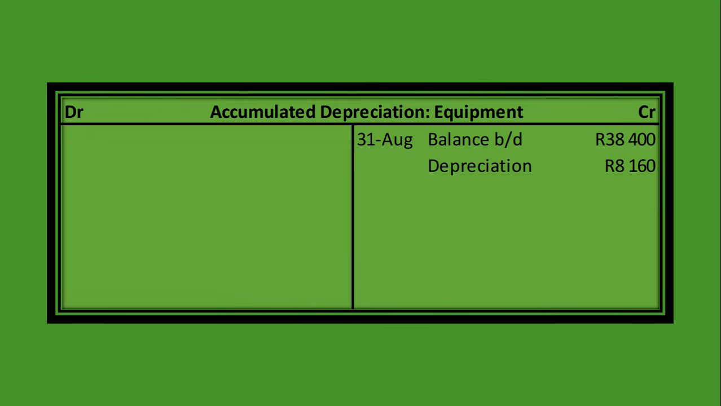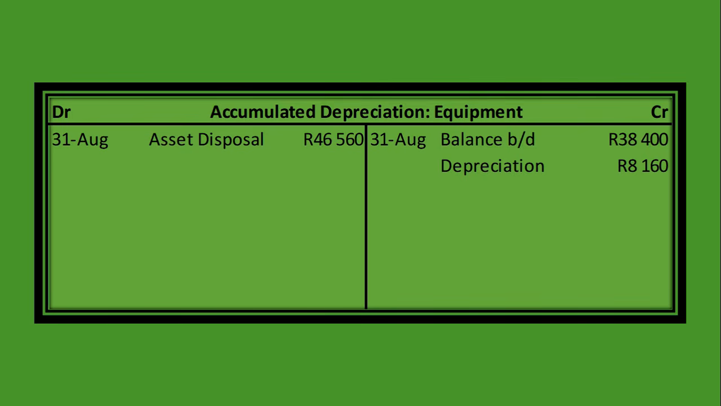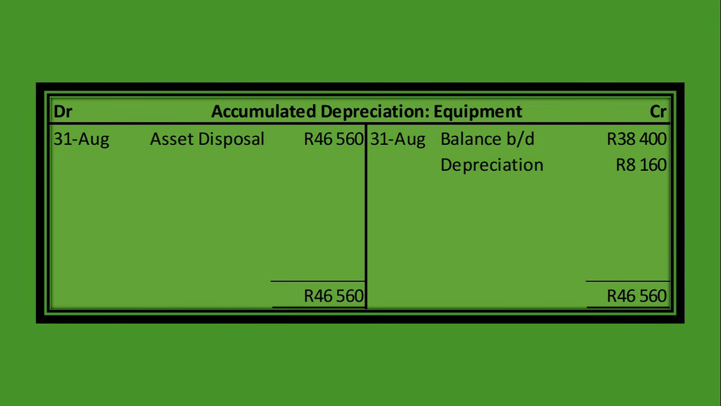And then what are we doing? Remember, we are disposing of the asset. So what we have to do on the debit side, we have to put asset disposal, and we put the total amount, which is 38,400 plus 8,160. We get 46,560. And that is all we have to do. So we close off this account, our debit balances with the credit.